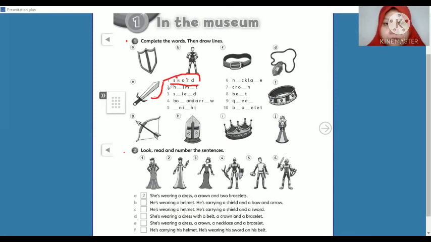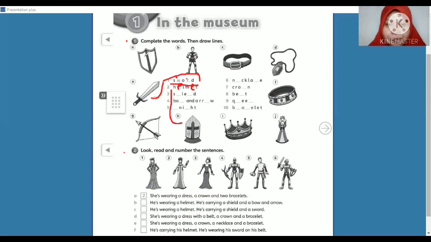For example, number two, we add maybe here E and this E too. So you should look for where is the picture for this word, and after that you should match like this. Okay, this is the example, yeah. And that's all for number one.